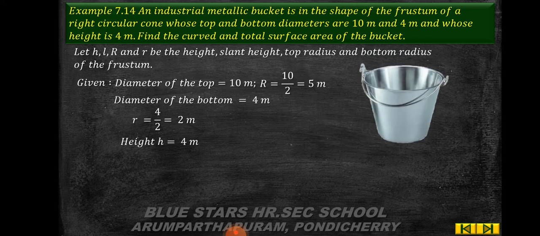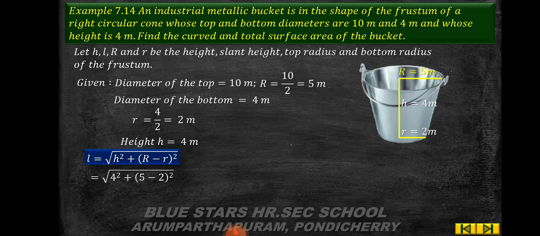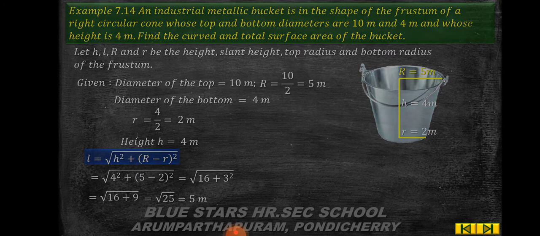Then height H is equal to 4 meter. This is a metallic bucket, capital R is 5 meter and small r is 2 meter. Height is 4 meter. L is equal to root of H square plus capital R minus small r the whole square, which is equal to root of 4 square plus 5 minus 2 the whole square, which is equal to root of 16 plus 3 square, which is root of 16 plus 9, which is root 25. Therefore, L is equal to 5 meter.